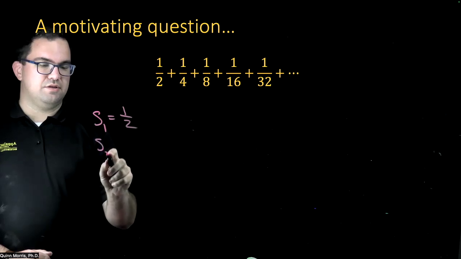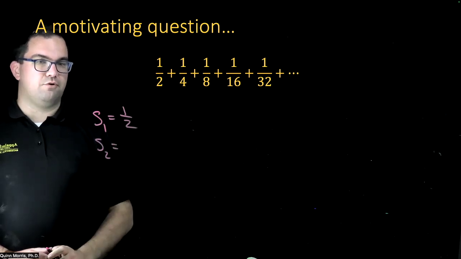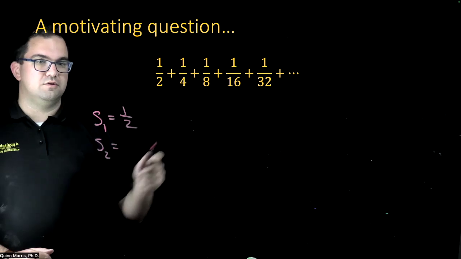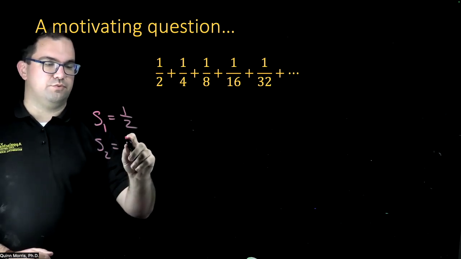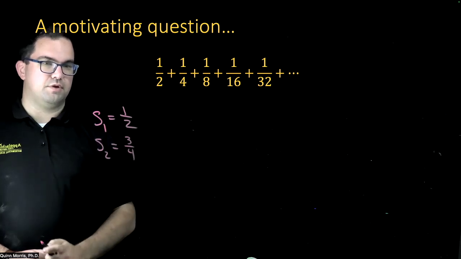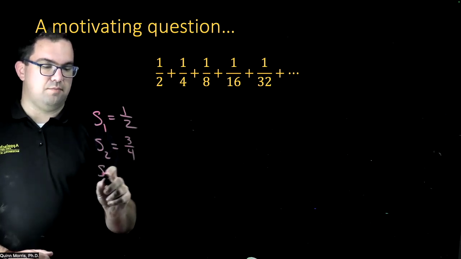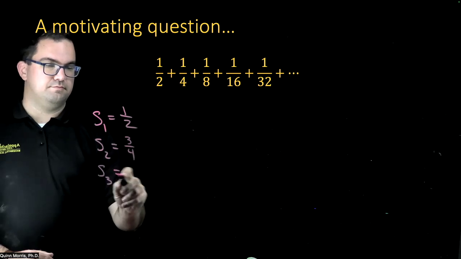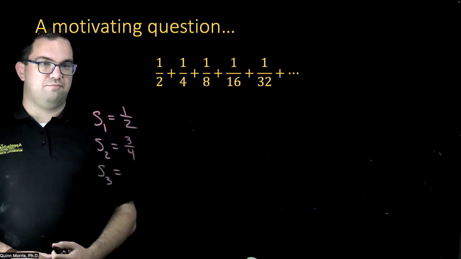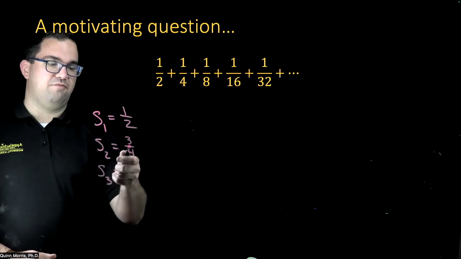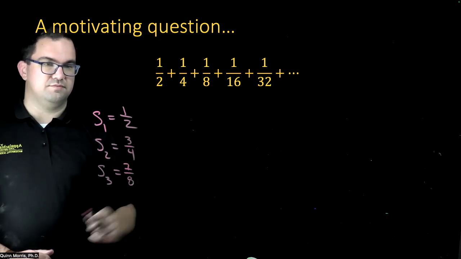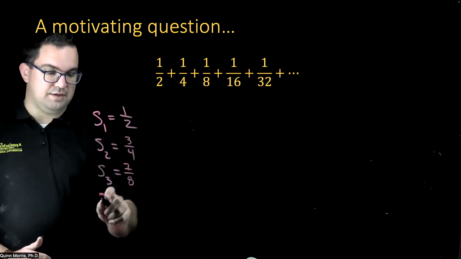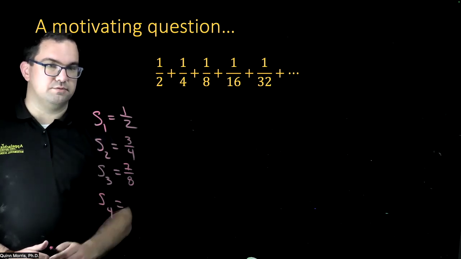Then I could take the sum of the first two terms. I'll call that S2. Okay, so that would be 1/2 plus 1/4, which is 3/4. Then I could take the sum of the first three terms. Well, that would be 1/2 plus a fourth plus an eighth. We already know 1/2 plus a fourth is 3/4, plus an eighth gives me 7/8.